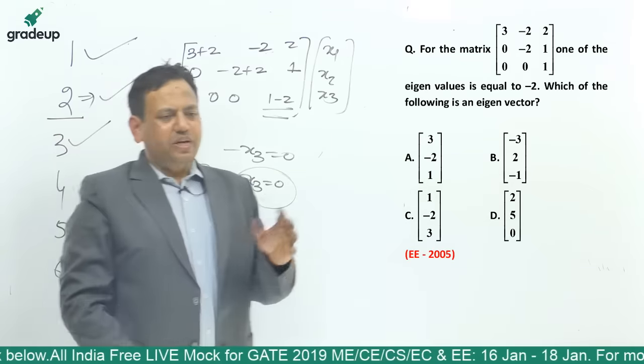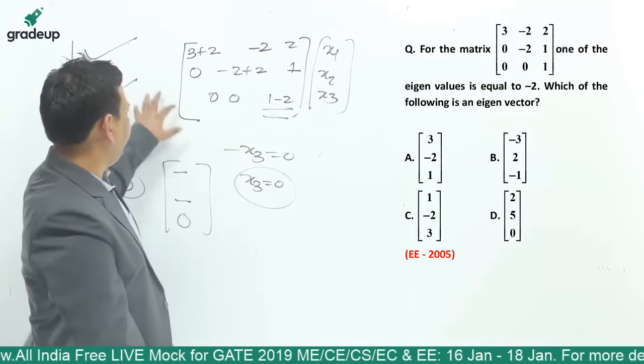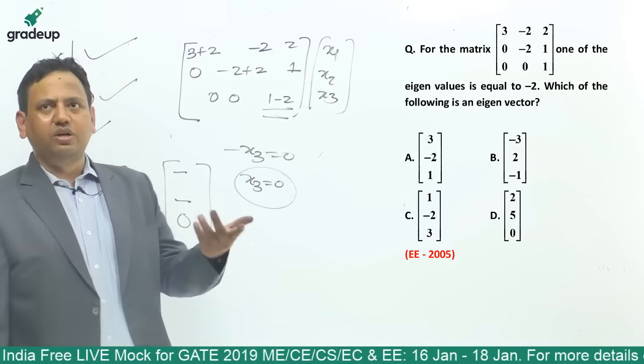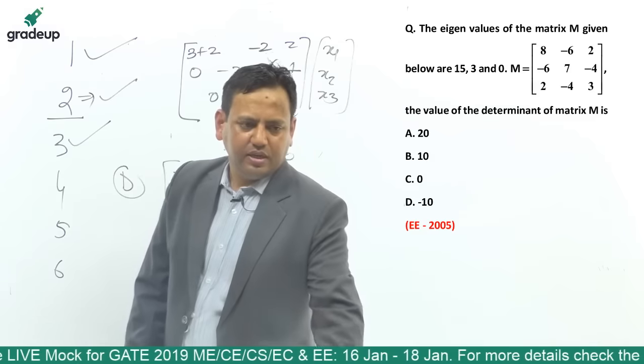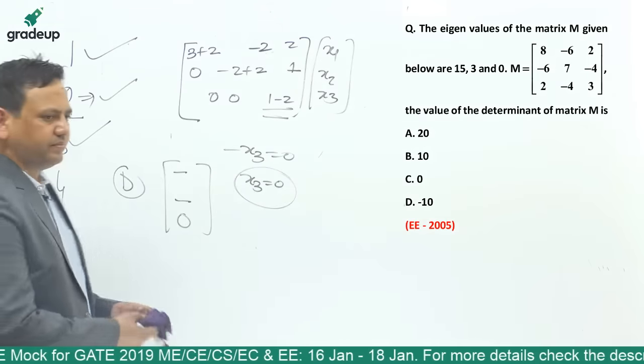Okay. So you don't need to write everything. You don't need to calculate every value of x1. We are saying x3 is equal to 0. So my answer is D, Delhi. Let's see. Try this one.